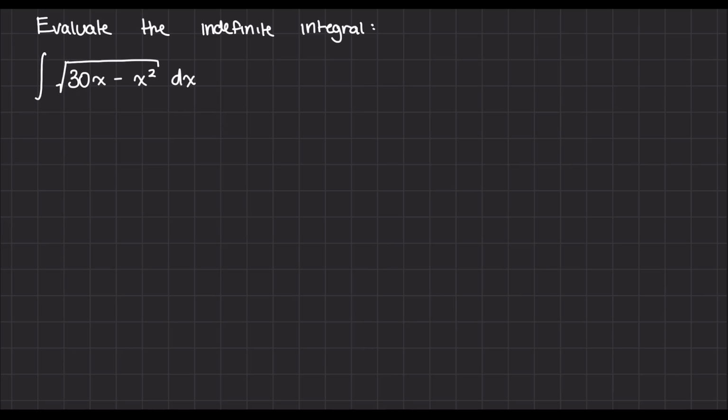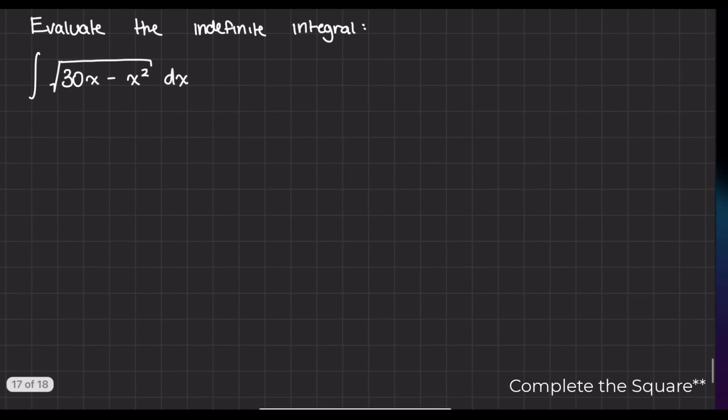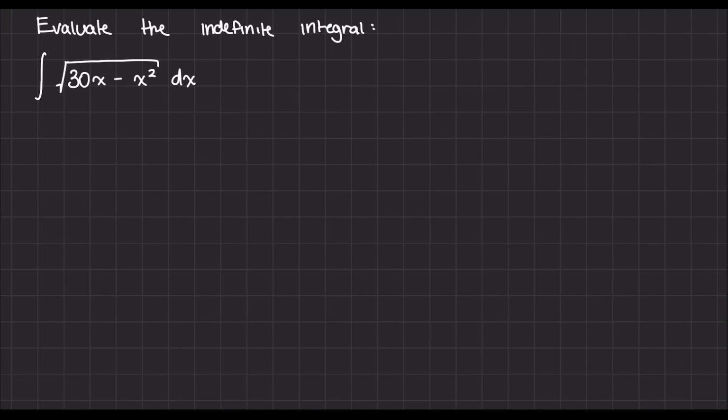So when you run into a problem like this and you have this polynomial under a square root, you're going to have to use something called completing the square. We're going to have to use that technique in order to simplify this integral into something that's easier to integrate. And so the first step is to complete the square on this inside polynomial, which is this 30x minus x squared. We'll do that right now.